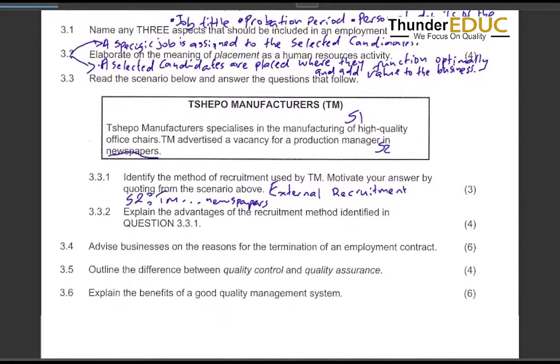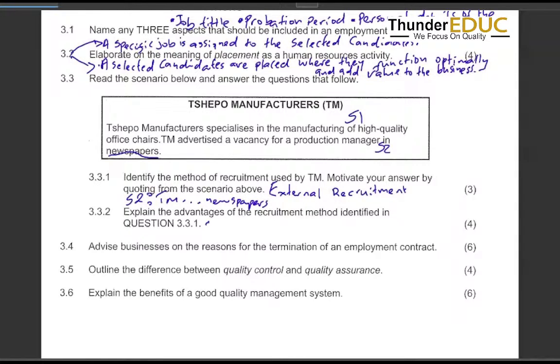Okay, right. So now let's move on to the next question, which is 3.3.2. So now 3.3.2 reads as follows. It says explain the advantages of the recruitment method identified in 3.3.1, which is external recruitment. So now one of the advantages is that there's a larger pool of candidates to choose from. Then the second one, new candidates bring new talents into the business.